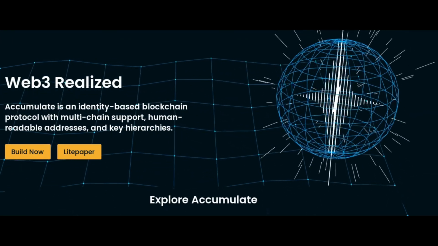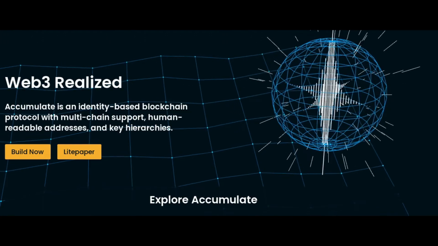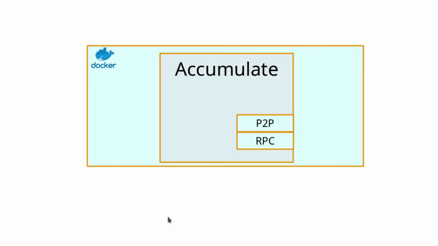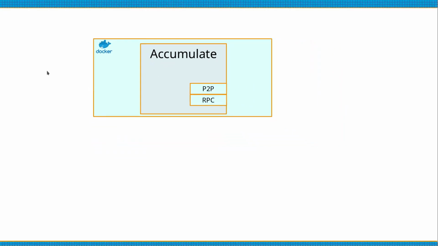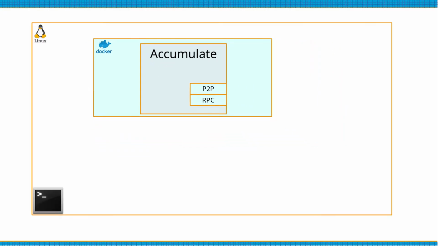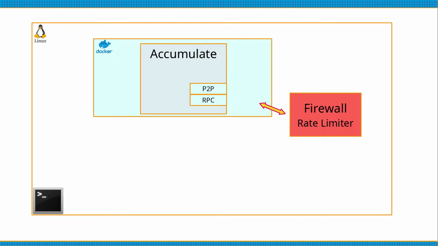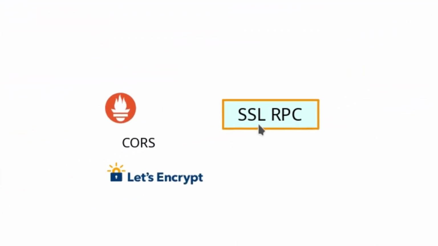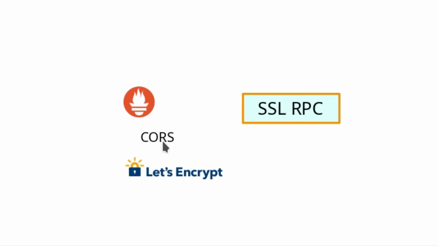I'm going to show you how to install and set up an Accumulate node. Accumulate runs within Docker, and it has various IP ports which need to be accessible from the outside world. To run the Docker container, you should use a Linux server, and it's a good idea to set up a firewall and rate limiter. Node operators typically want to set up their own custom domain names, SSL certificates, CORS policies, and logging.